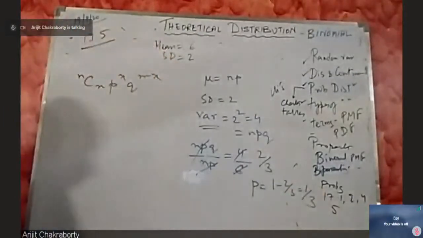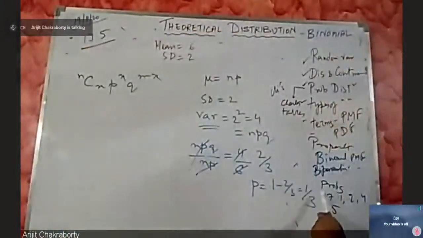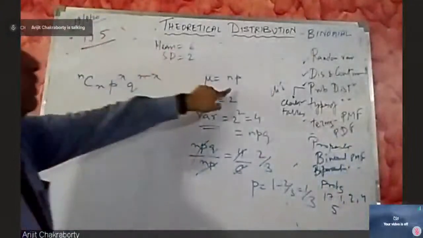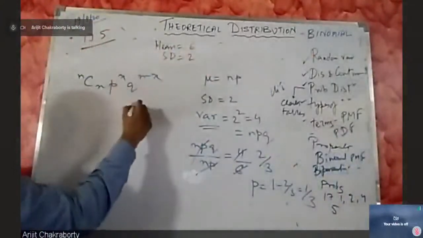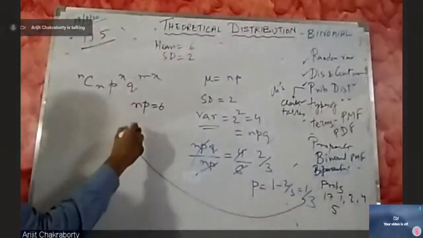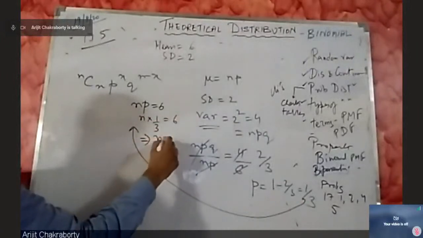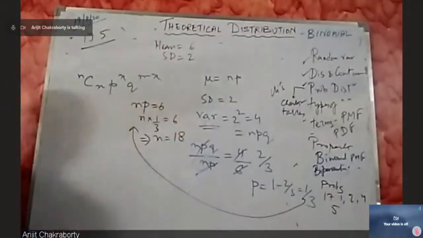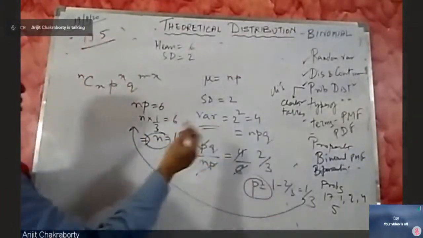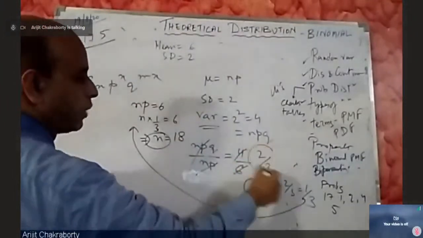Please check. Therefore, we are getting the value of p equal to 1 by 3. Now, the mean is given, np equal to 6. np is 6 and p we have already got as 1 by 3. So, n into 1 by 3 is 6. That means n is equal to 18, 6 into 3. So, we have got n, we have got p, and q we already have, q is 2 by 3.